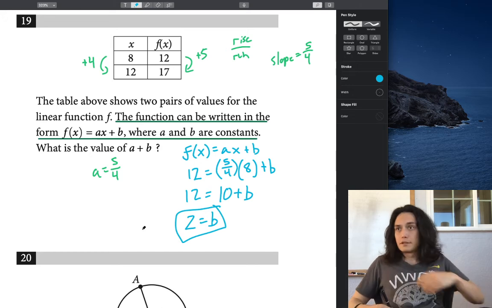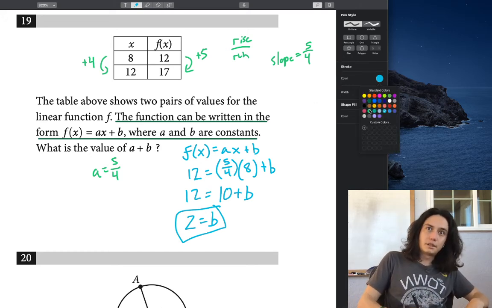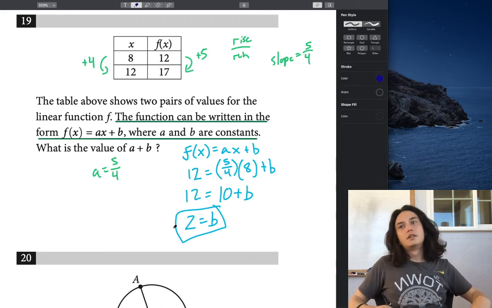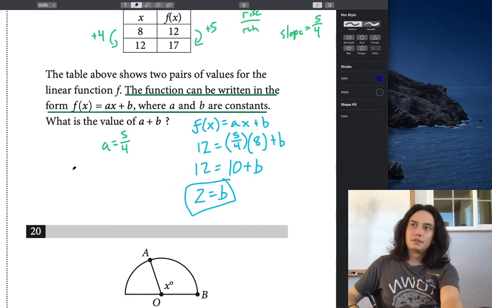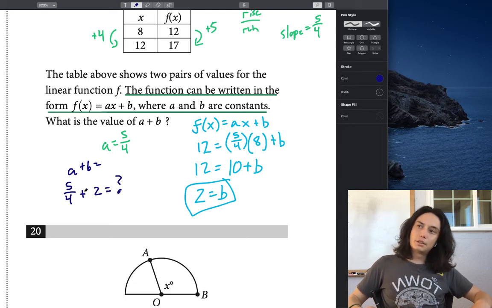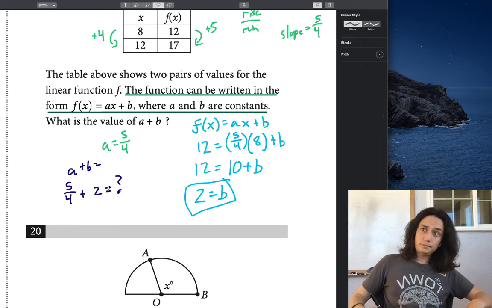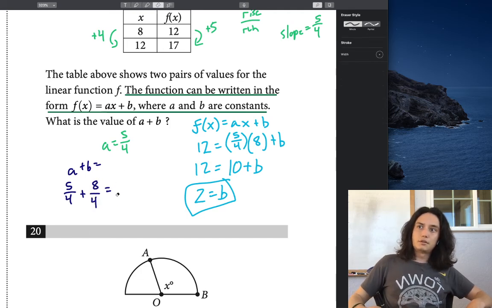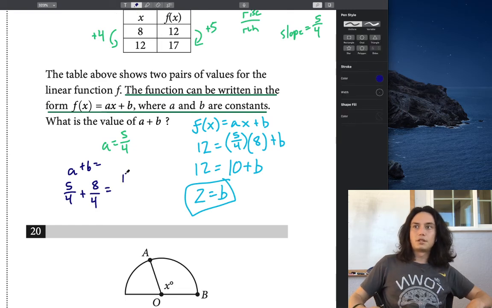Great. So what we have here is 5 over 4 plus 2, because we need to do a plus b. A plus b equals 5 over 4 plus 2 equals what? Well, we need to figure out how many fourths 2 is. We need to make a common denominator. So 2 is 8 over 4. So it's going to be 13 fourths. That's how many fourths it is.